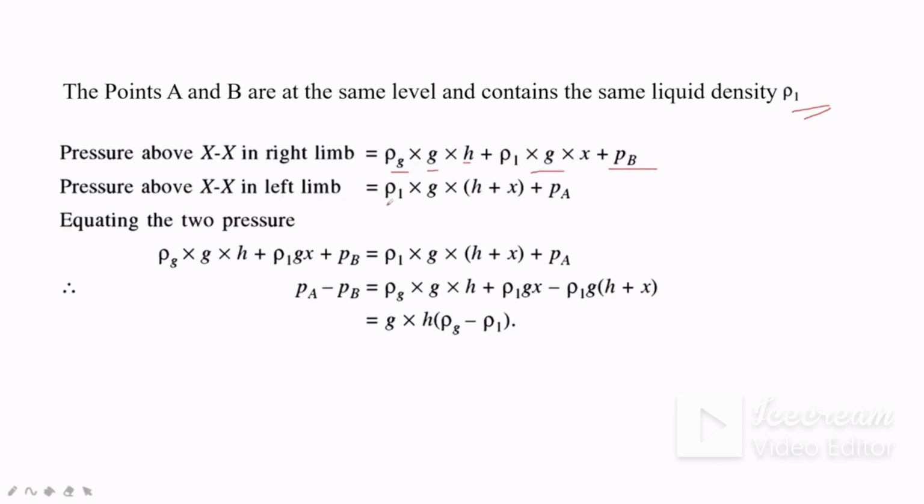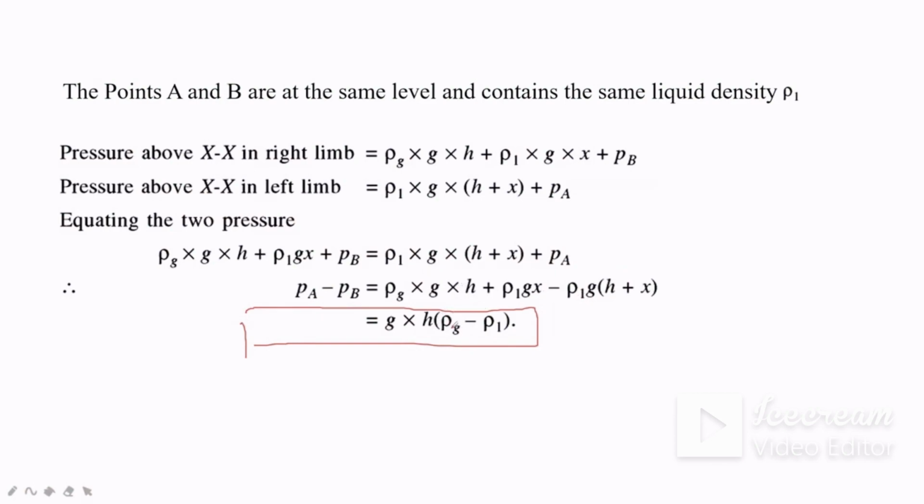Next, the pressure in the left limb is rho 1 g into h plus x, plus PA. Now equate both, you will get PA minus PB, the difference in the pressure, is equal to what? So after simplifying this, you will get this one, g into h, rho g minus rho 1. Okay, you have to remember this. The difference in pressure A and B is equal to g into, because g is common, right? So we are simplifying so that g is common in here. So g into h rho g.